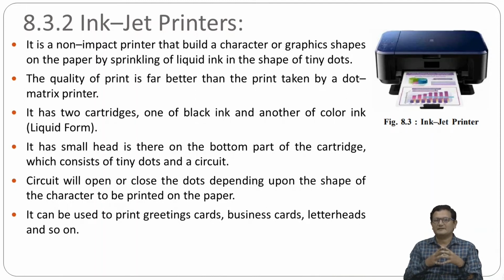It has two cartridges as we have discussed, a black cartridge and another one a color cartridge. In both the cartridges liquid ink will be there. It has a small head at the bottom side of the cartridge, which will have some special circuitry, and the circuitry will decide what type of shape has to be created on the paper, and based on it, it will open some holes, and from those holes the ink particles will move from the cartridge to the paper, and in that way we can take the printout.